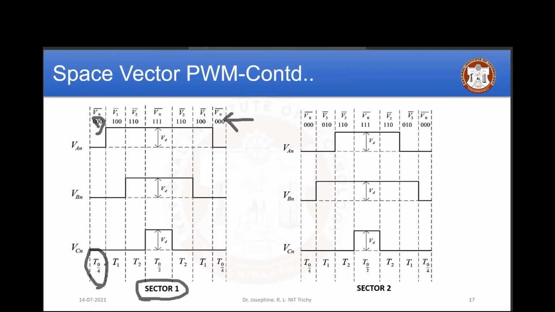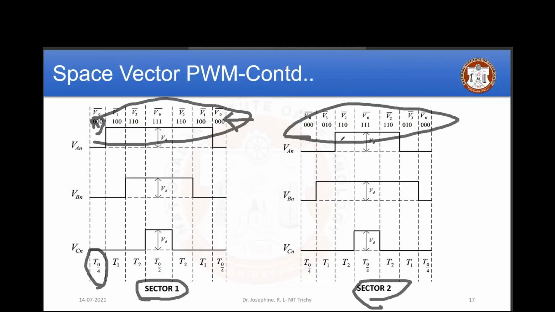And after, so 0 0 0 for this time, like this you have to give. Once this sector identification is done, obviously it is going to move to sector 2, and at this time this sequence is going to change now. The sequence is changing. Similarly, it will go for sector 3, sector 4 and so on. It will have a different sequence.